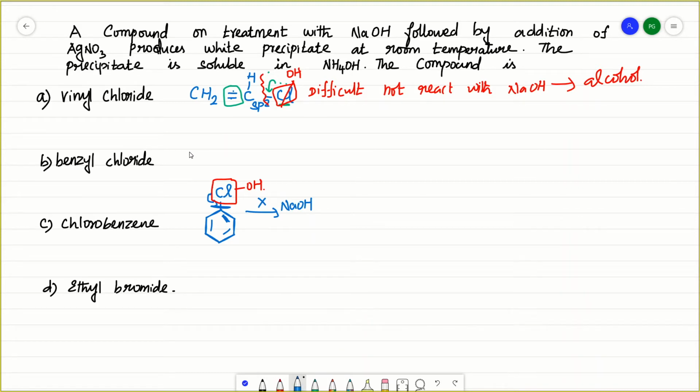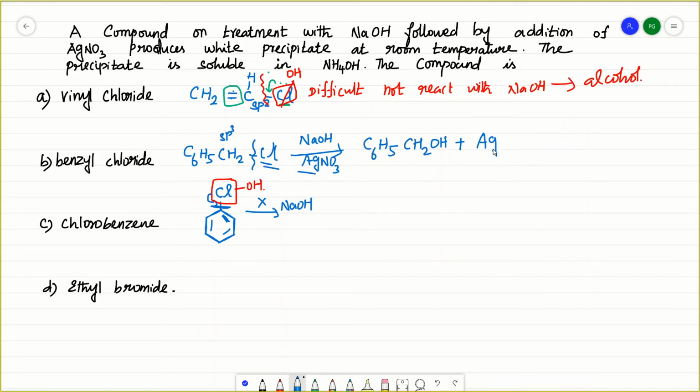Benzyl chloride is C6H5CH2Cl. Here this chlorine is attached to an sp3 hybridized carbon. It is easy to break the bond, so it reacts with NaOH followed by AgNO3. So what happens? It forms benzyl alcohol and it forms an AgCl precipitate. AgCl is a white precipitate.